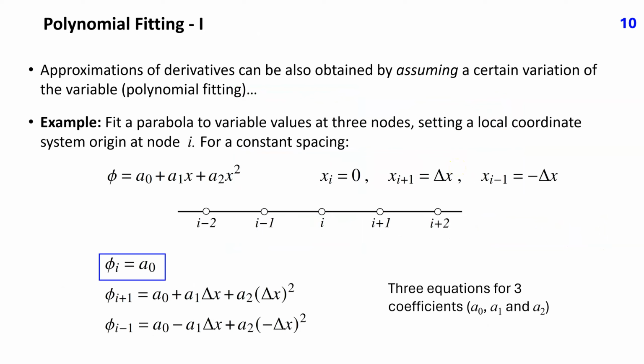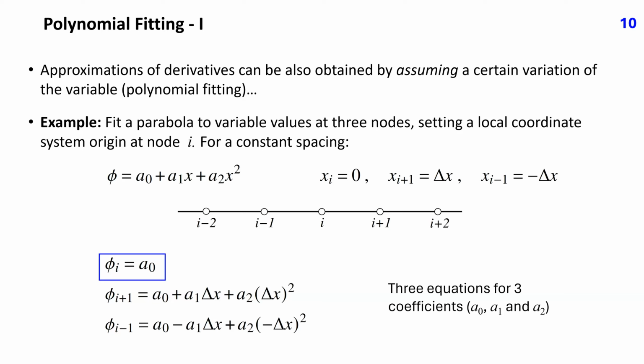Approximations of derivatives can also be obtained by assuming a certain variation of the function to be differentiated in the vicinity of the point at which the derivative is to be computed. We shall deal here only with the assumption of a polynomial variation called polynomial fitting, but the assumed function can also be a spline, a trigonometric function, or something else. Here is an illustrative example.